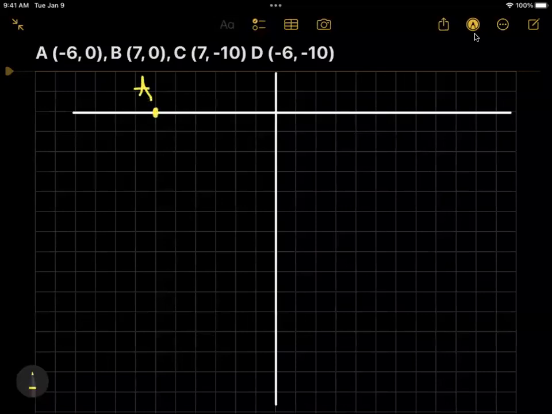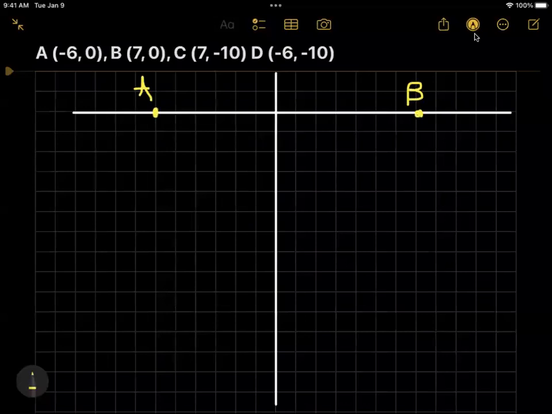Okay, now let's graph B. B is at 7, 0. That means from the origin, I would go to the right 7 units. 1, 2, 3, 4, 5, 6, 7, and end up right about there. Now, I will look at the y-coordinate. The y-coordinate is 0, which means I'm not going to go up or down. So I'm just going to mark my point right there and call this B.